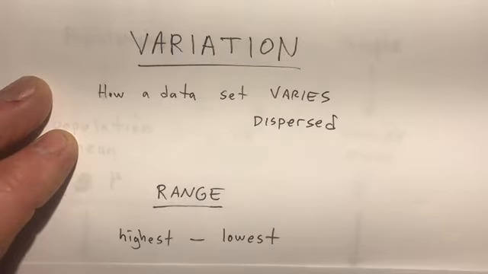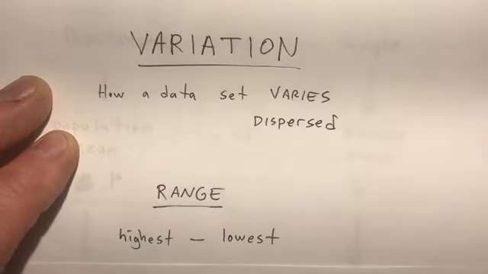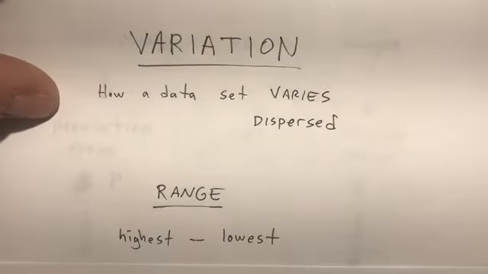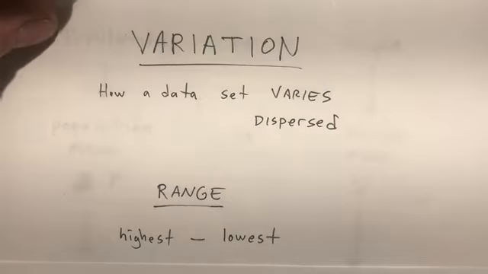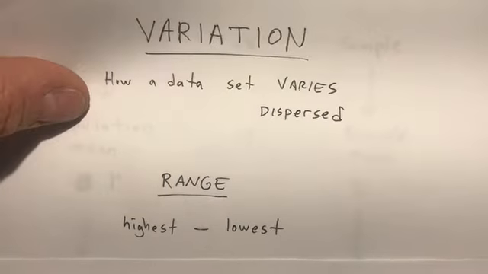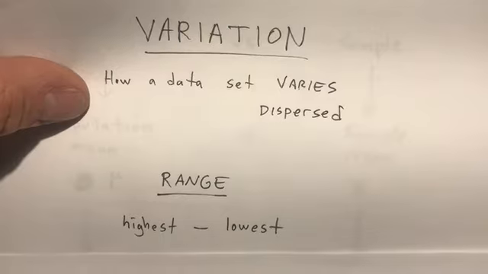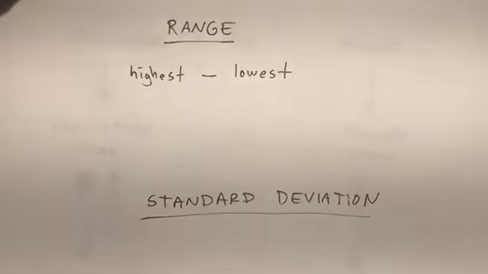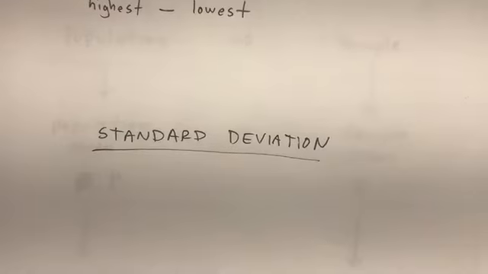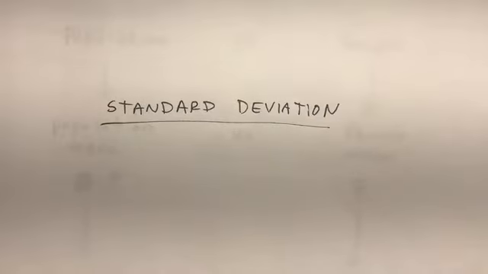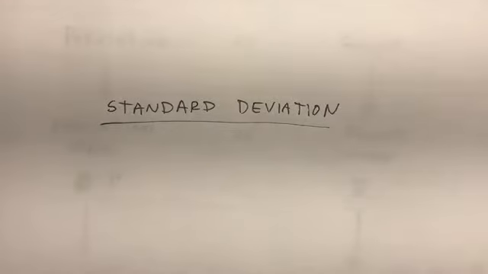Range tells us variation a little bit. It's the highest number minus the lowest number, so we can see what the difference is from the highest to the lowest. But the range is really kind of limited in how well it tells us about variation in the data set. Now, to better understand variation, we have what's called standard deviation. And standard deviation is what we're going to look at mainly in this section. We'll explain standard deviation in just a second.